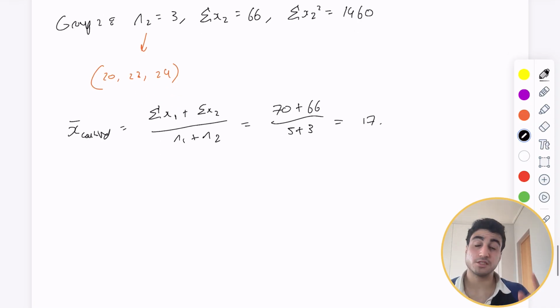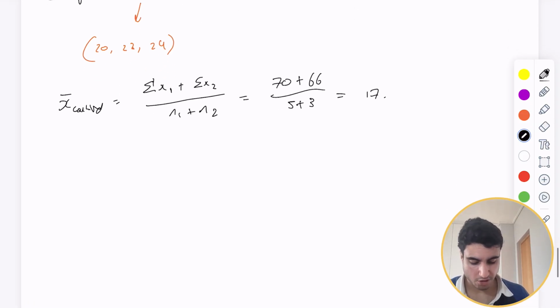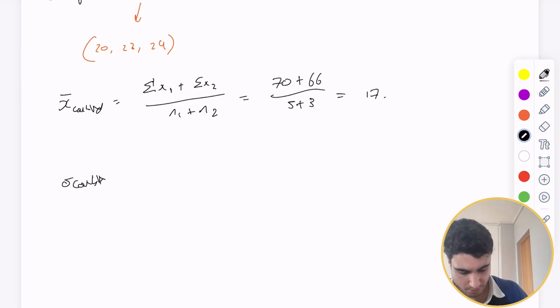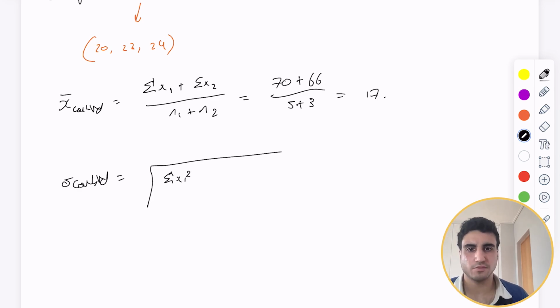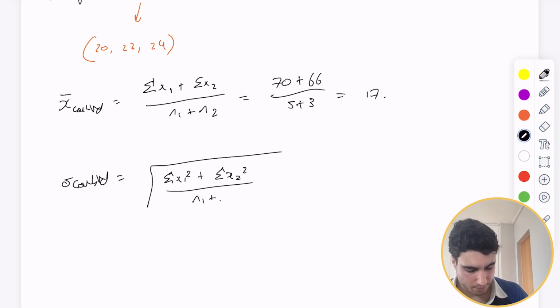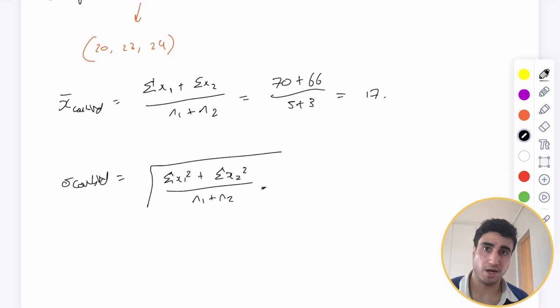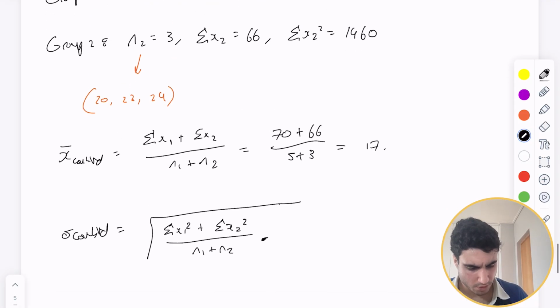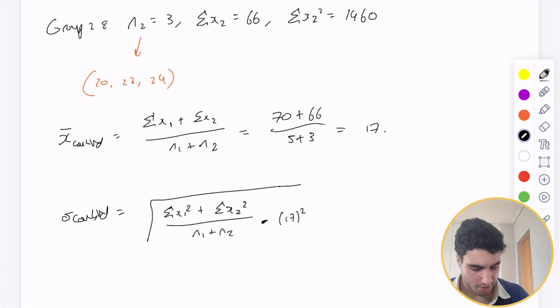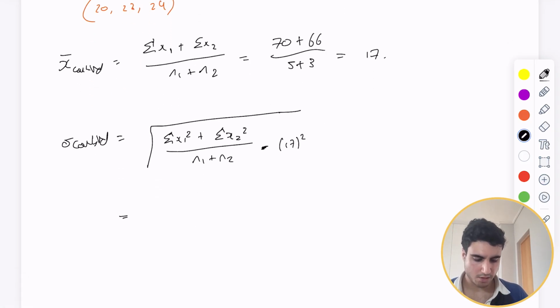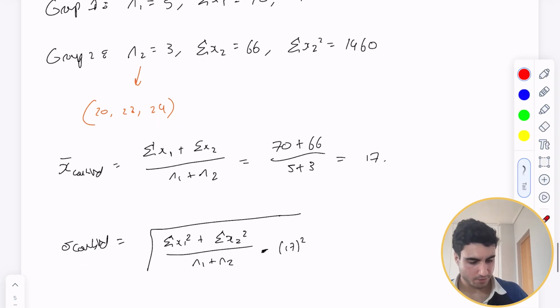Okay, now what about the standard deviation? The standard deviation combined, okay, similar concept. Okay, the sum of the squares at the top, but remember we have to minus the combined mean now because that's what we're working with. Okay, so we minus the combined mean, that's going to be minusing 17 squared. Okay, and we've got our values here. Sum of x1 squared, x2 squared.